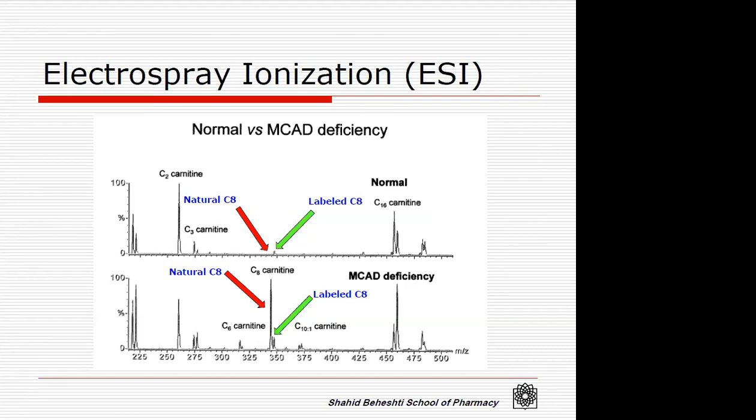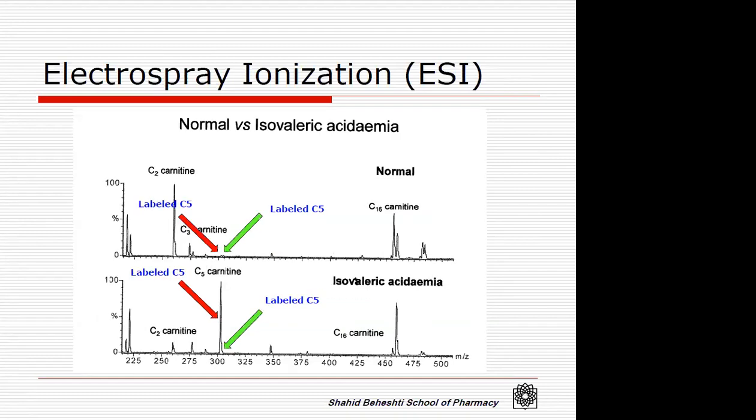The last example would be on the next slide. This is a case which is called isovaleric acidemia, which is one of the acylcarnitine metabolic disorders. And I'm going to, again, show you the normal case and the pathological case. The top mass spectrum is showing the labeled C5 and the natural C5.